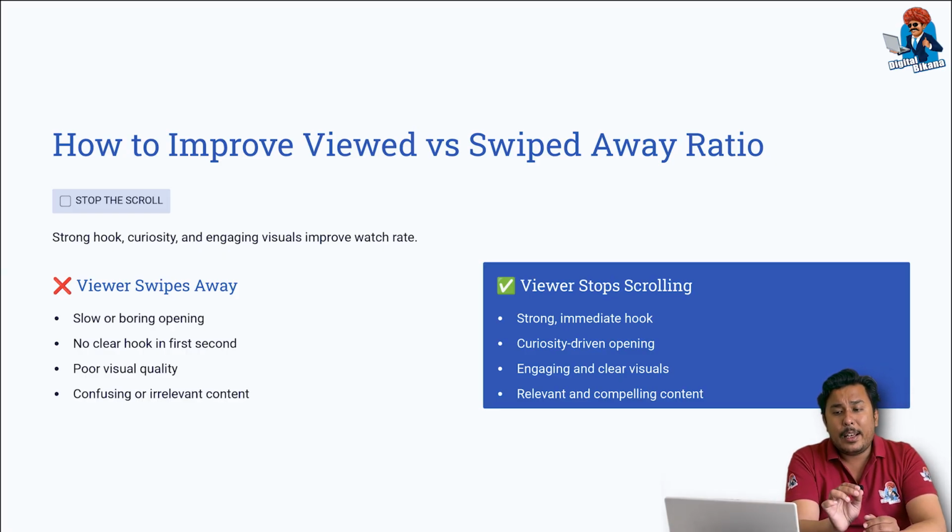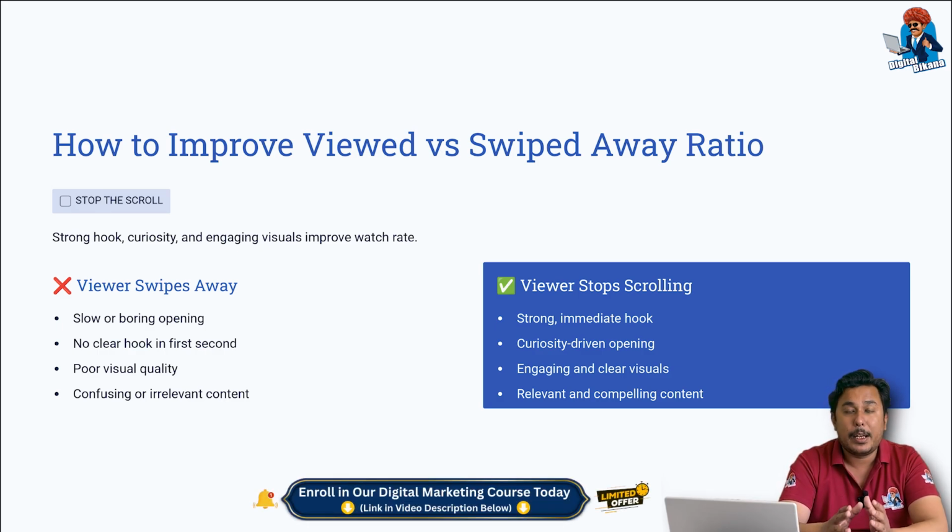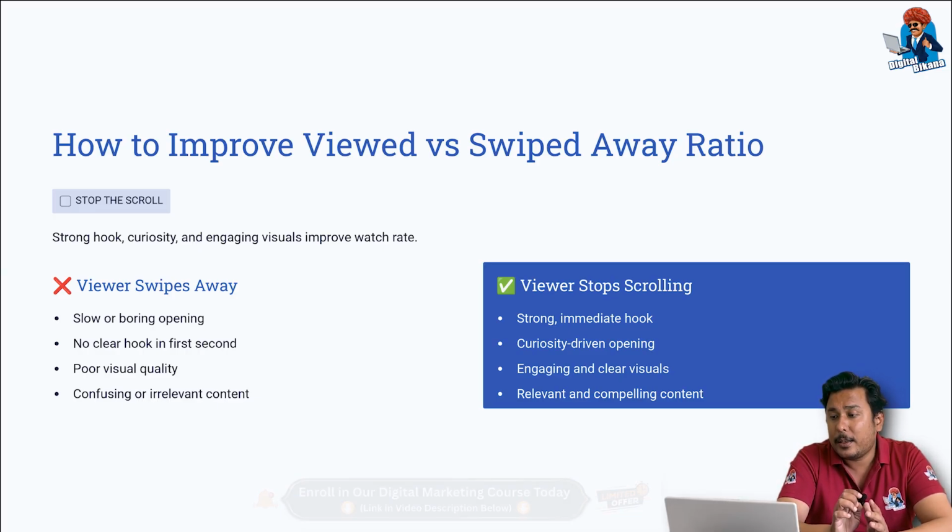So no clear hook in the first second. In the first second, you should keep a hook, right? So that people automatically get hold of your short, right? Poor visual quality. If you are creating content but the video quality is not up to the mark, then automatically people are not going to stay on that particular short. If it is confusing, then also people are not going to stay on that, right? So if you are creating content, keep it relevant and your communication should be proper, right?